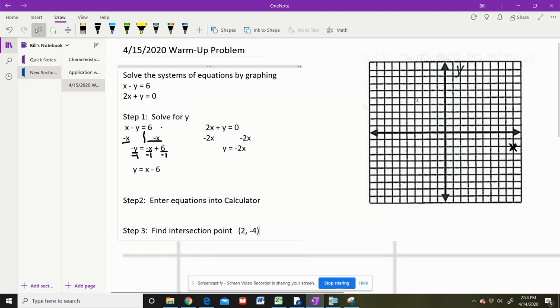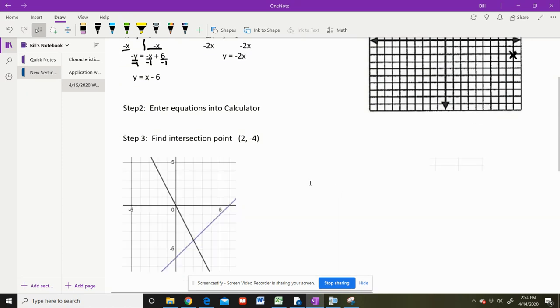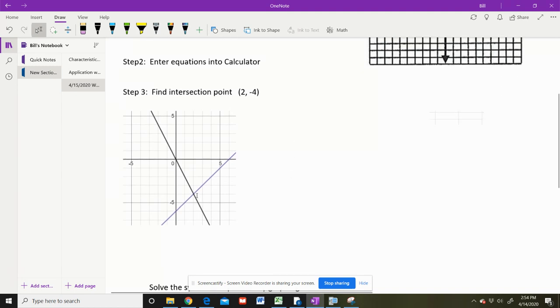All right, I didn't graph it out over here just because it's not easy to do. I did it on Desmos as well, and also found that it was 2, negative 4.